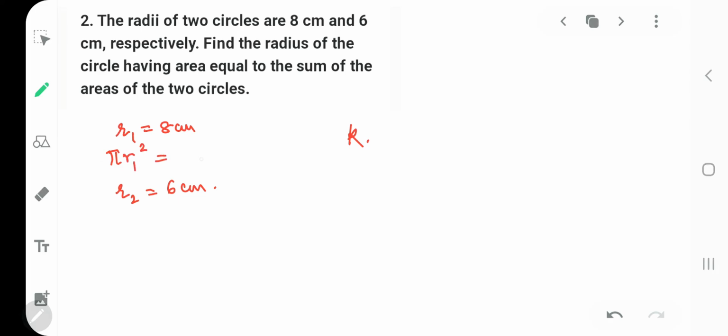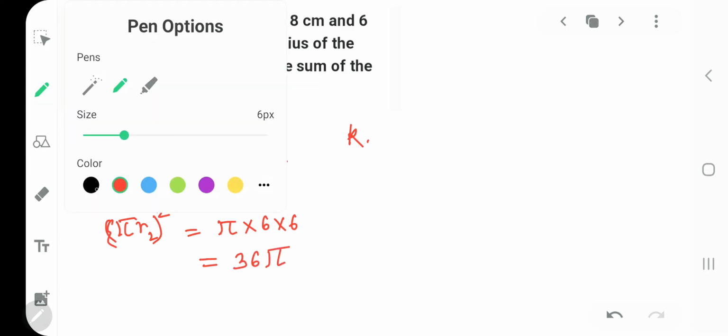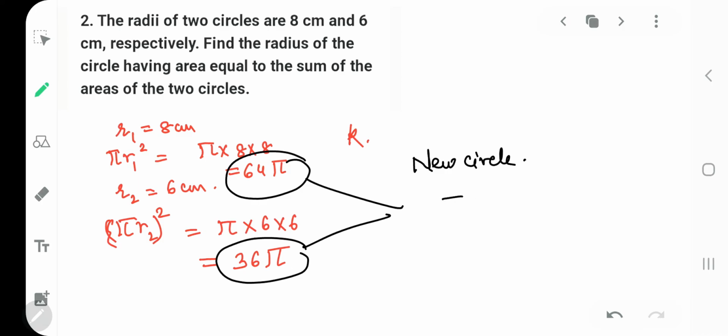So that is pi r1 square. Pi I'll keep it as it is, 8 into 8, that will be 64 pi. Am I correct with this? Next you have, again you have to find area. So that will be pi r2 square, that will be pi into 6 into 6, that will be 36 pi. So you got the areas of two circles, that is 64 pi and 36 pi. Now the area of the new circle will be addition of these both, that is 64 pi plus 36 pi, that is 100 pi.